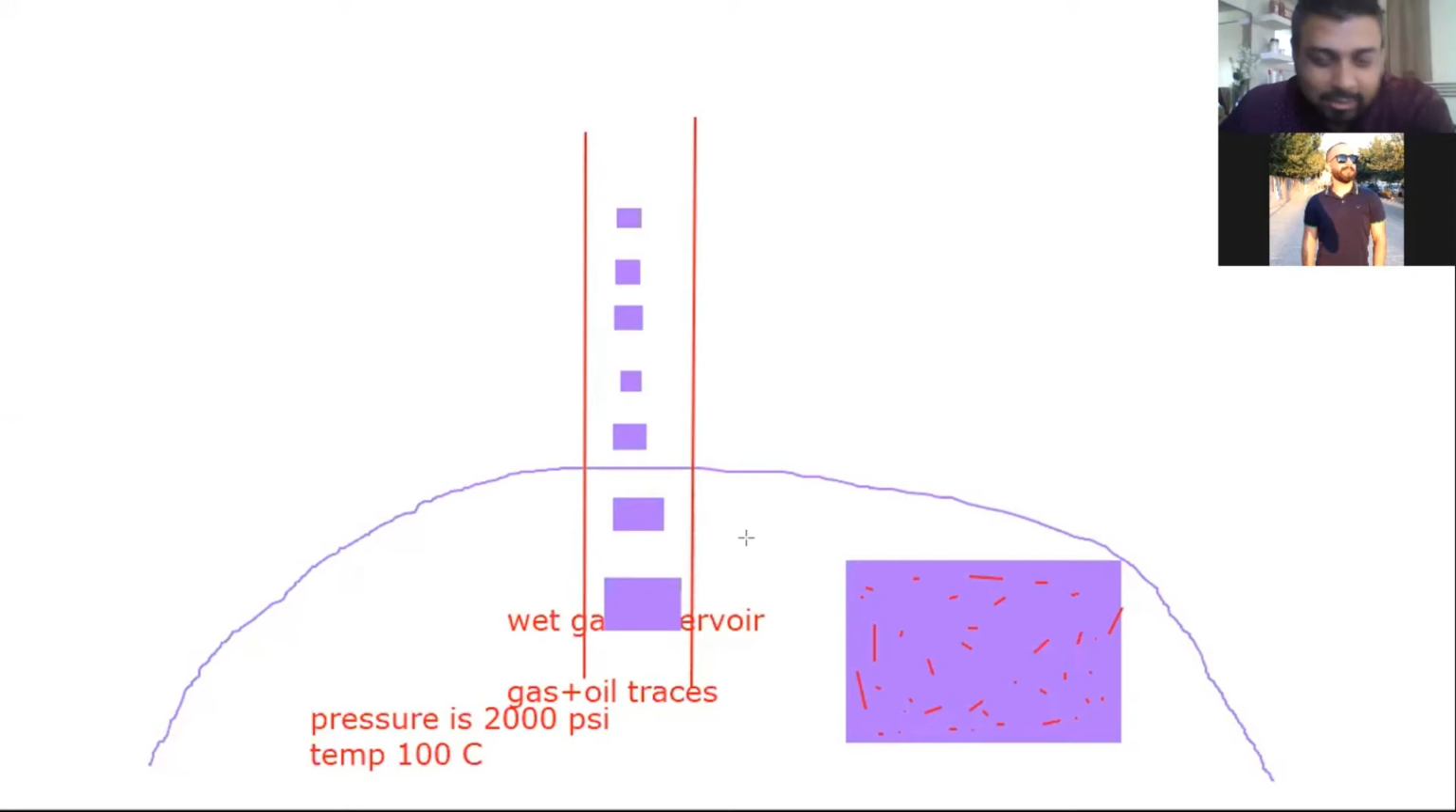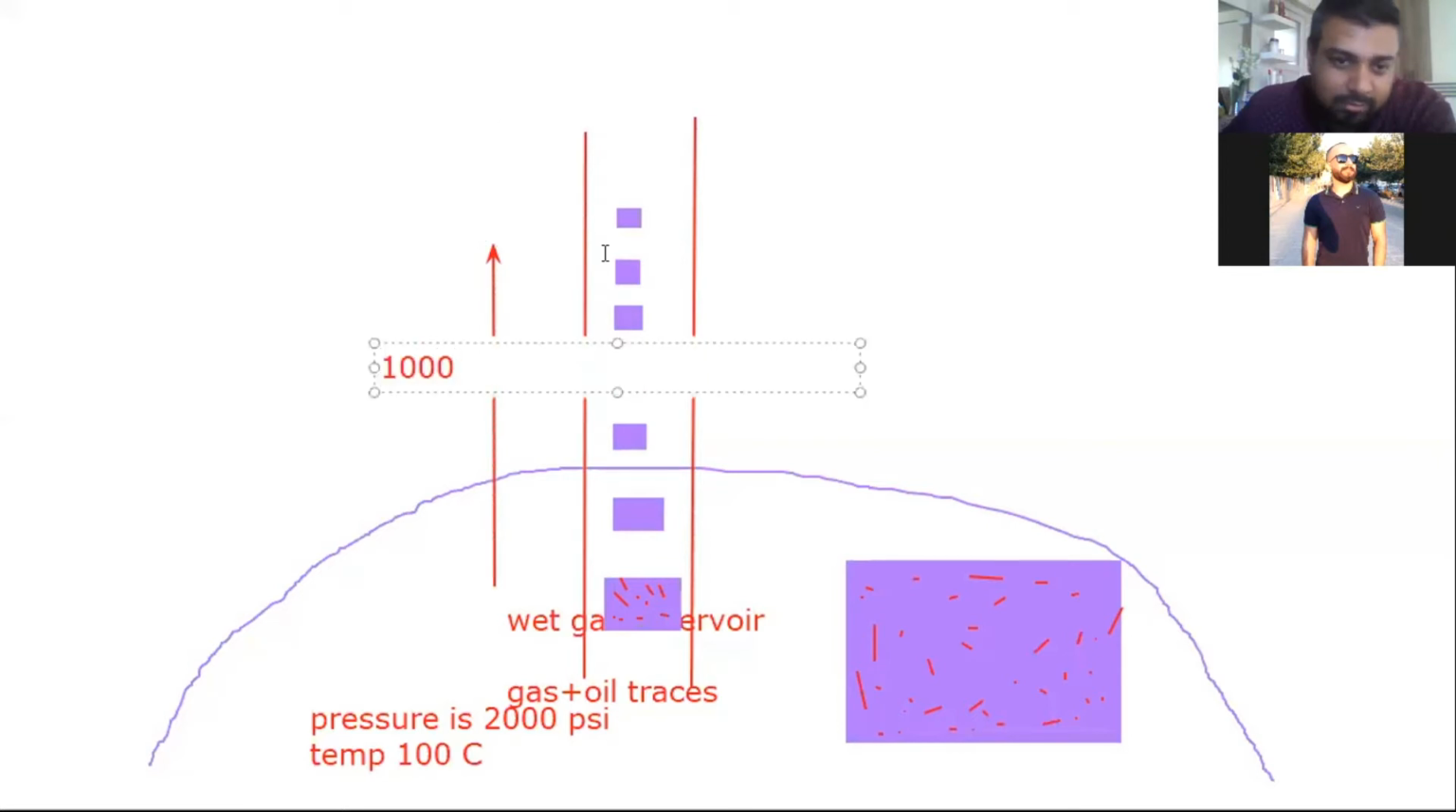As I said, in the initial conditions we have this wet gas reservoir. It has oil traces inside it, a small amount of oil mixed with it, like cola, which has a lot of sugar mixed with it. Now pressure here is 2000 psi, and as we go up, the pressure is also declining. Pressure probably here is 1000 psi.